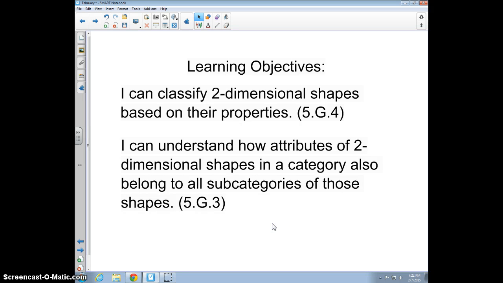Our learning objectives today: I can classify two-dimensional shapes based on their properties, 5th grade standard 5G4, and I can understand how attributes of two-dimensional shapes in a category also belong to all subcategories of those shapes, 5th grade standard 5G3.